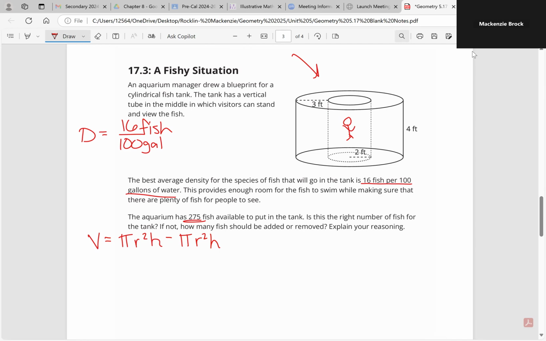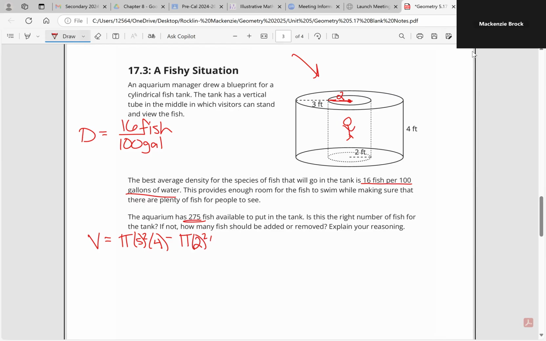If we look at this, the radius of the little cylinder is 2. If I think of the big cylinder, the radius is going to be 5. So I'm going to erase this r and put a 5 here. And then the height of the big and the small cylinder is 4. The radius of the small cylinder is 2, and the height is 4. So I've plugged everything in.